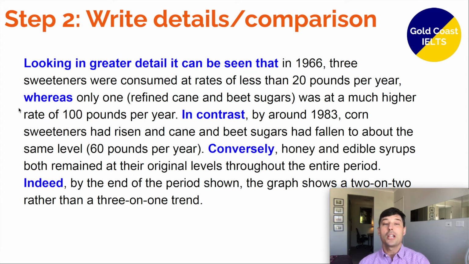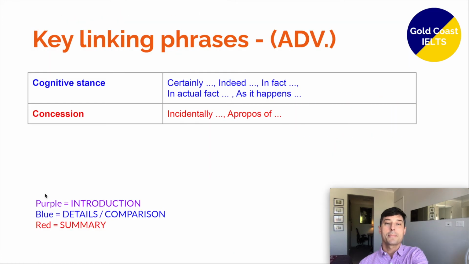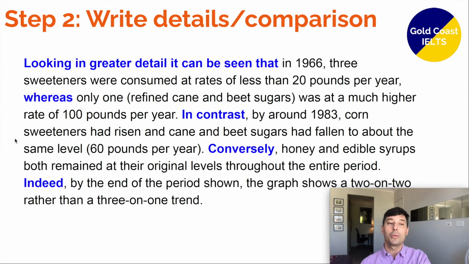So we have used a lot of that language. There's the phrase at the beginning, which sort of gets us into the chart. And then there's 1, 2, 3 pieces of comparison language. And at the end there's one of those cognitive stance phrases, which just boosts it up to around about a 7 level, hopefully.